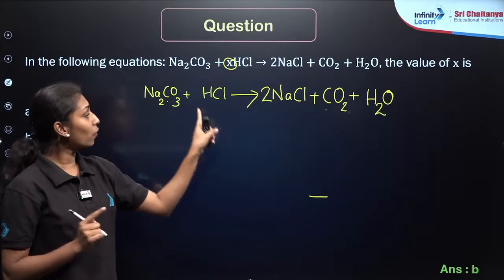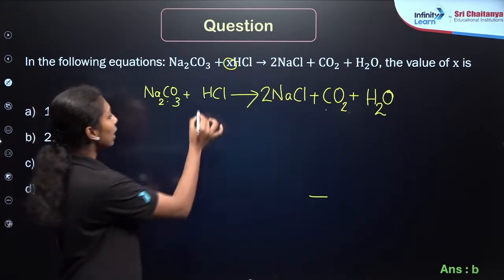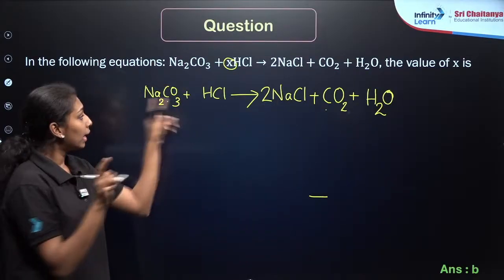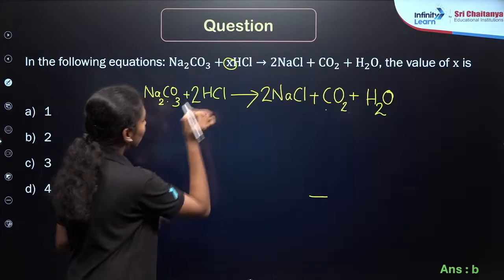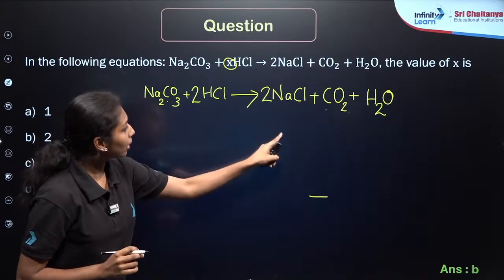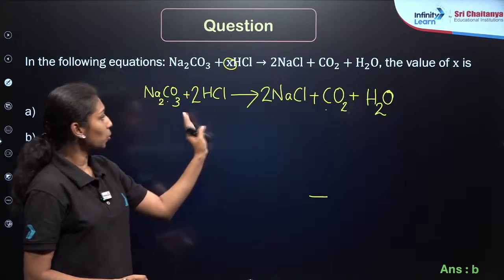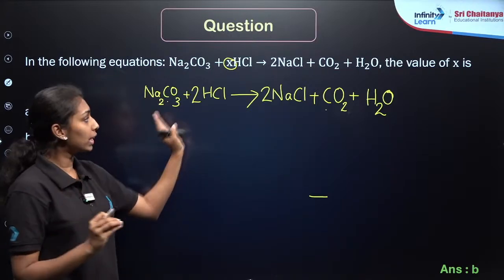If you are checking the number of hydrogen, here it is only 1, but in the case of the product side it is 2. So I am just multiplying this HCl with 2 to get the number equal. So what you are observing now? Hydrogen is also balanced as 2 and chlorine is already balanced as 2. So this will be the balanced equation for the reaction.